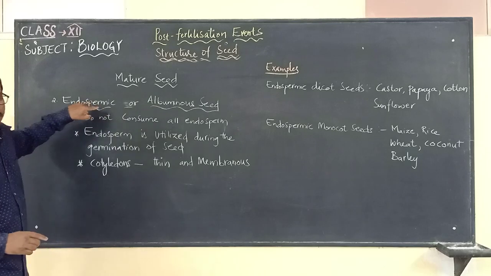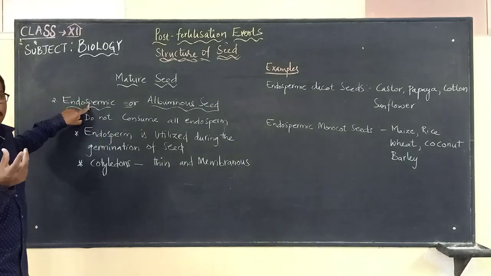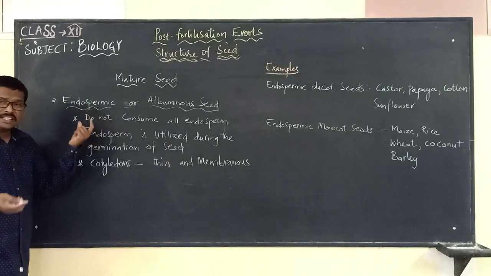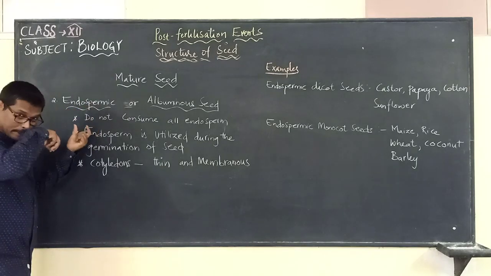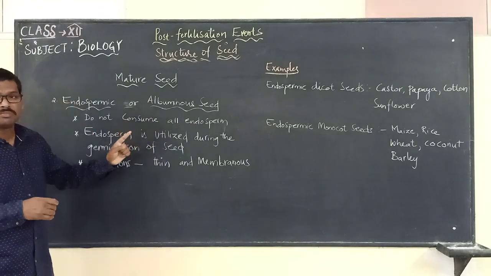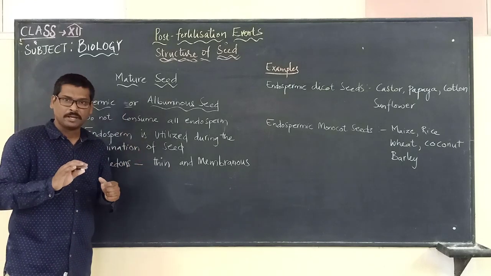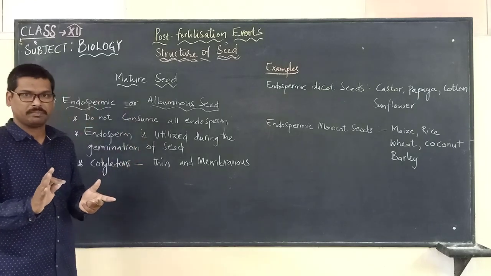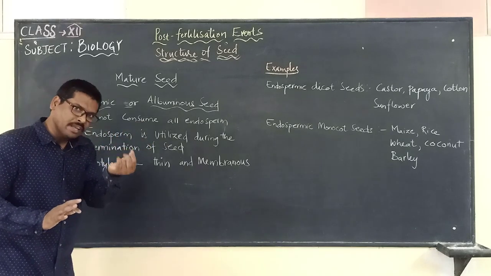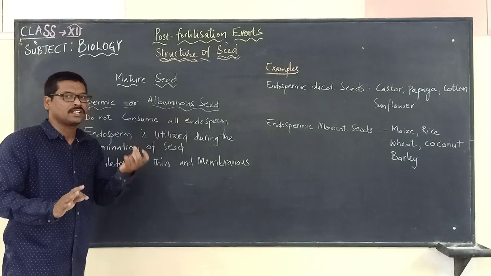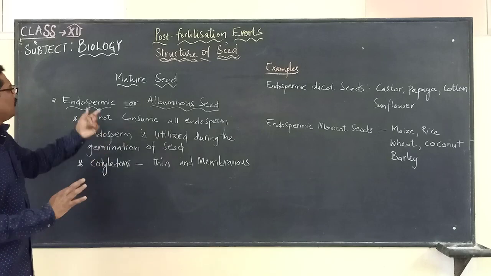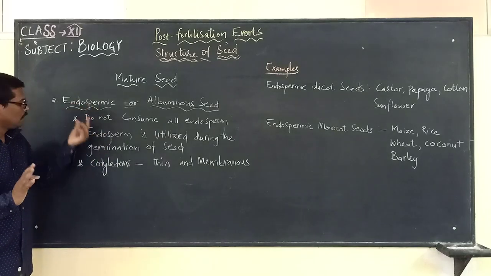So as this term itself tells, there will be the presence of what? Endosperm. So here in the mature seed, the seeds may not be completely consuming the endosperm. They may be consuming, but they will not consume all the endosperm. So there will be some endosperm present. The growing embryo will not consume the complete endosperm. That's why we are calling them endospermic seeds.